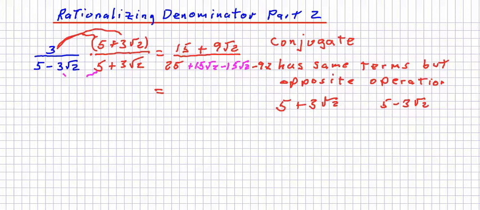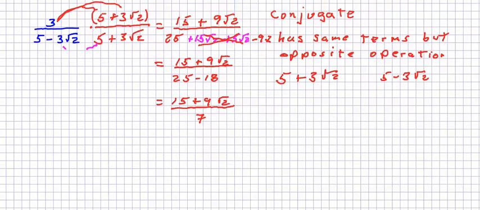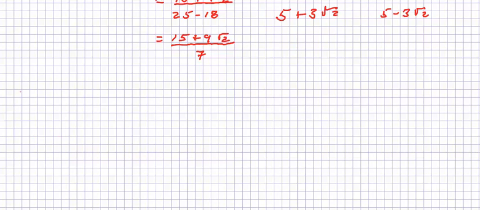Notice that the 15 square root of 2 and minus 15 square root of 2 will cancel out. They will always cancel out, and we're left with 15 plus 9 square root of 2 over 25 minus 18, or 15 plus 9 square root of 2 over 7. And we're done. Very easy. I want to do one more, just to point out one little thing.